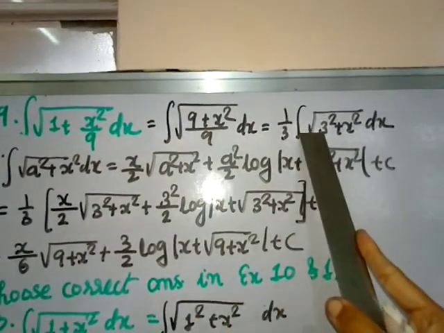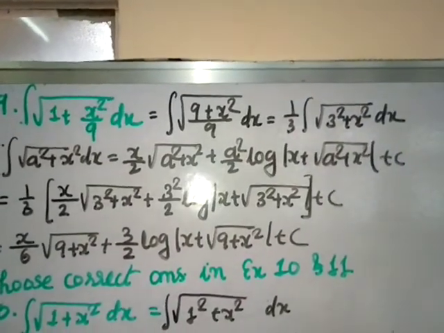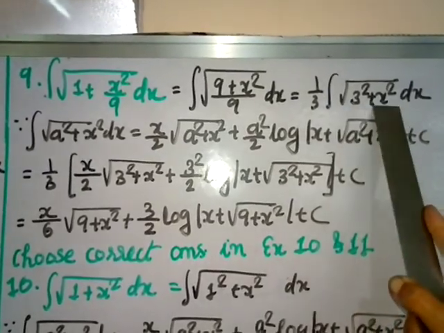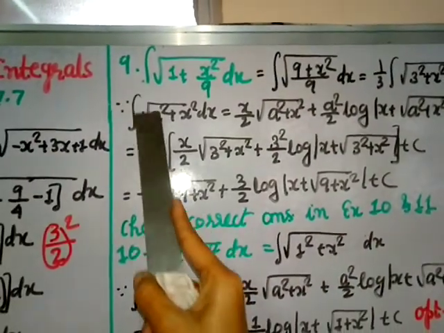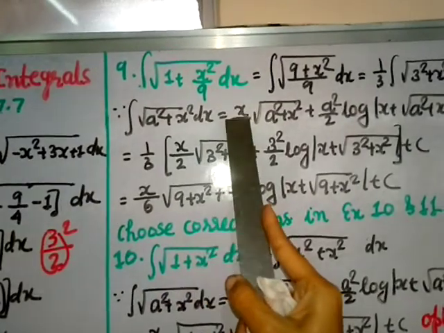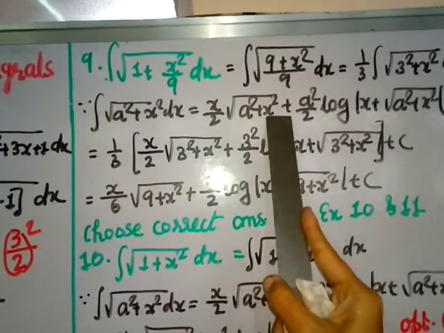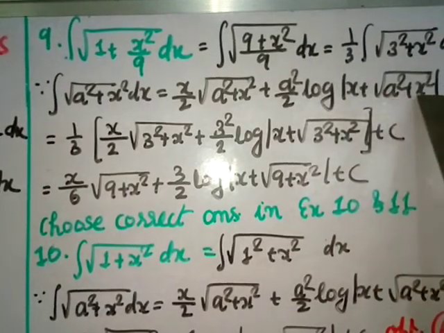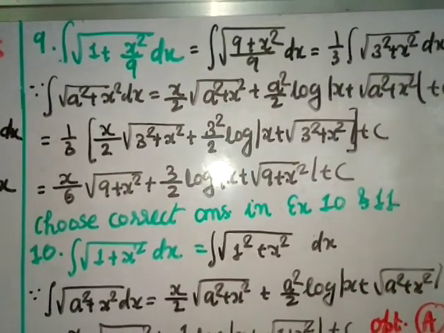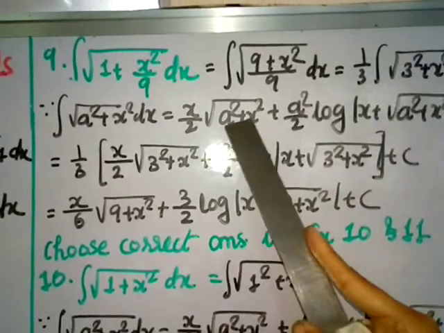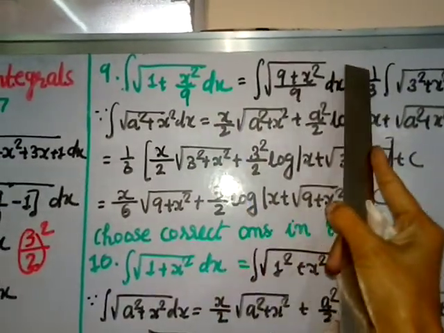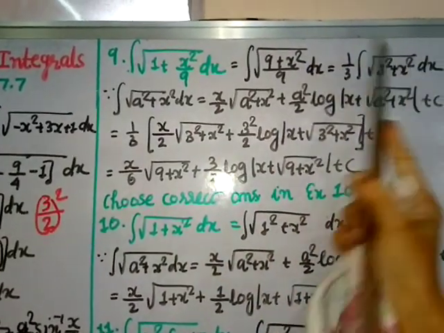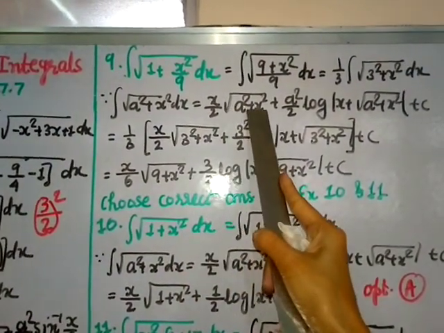Why can 9 be written as 3 square? Because I have to use the identity. So 9 is written as 3 square plus x square. Now this is a square plus x square form. So integral square root of a square plus x square, the answer is x by 2 square root of a square plus x square, plus a square by 2 log x plus square root of a square plus x square, plus c. So instead of a you have got 3 and x is x. So this 1 by 3 which is outside will come as it is. Then x by 2, so x is x. So x by 2 square root of a square plus x square.